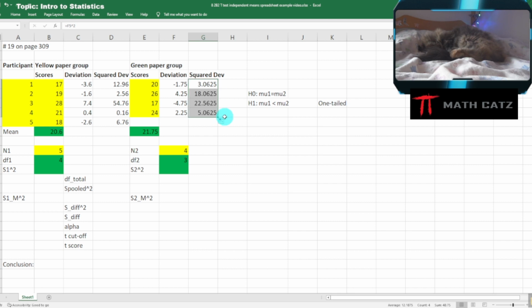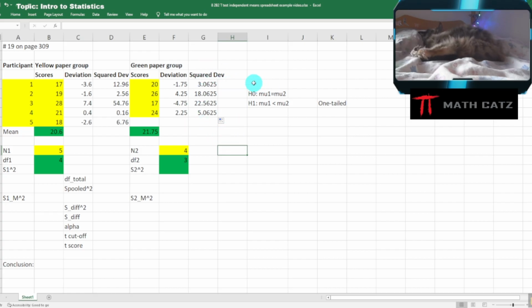Copy those down. And of course, perhaps you feel like I'm going too fast at certain places. Of course, you can just slow down the video, scroll back and forth. You have those options available to you. So feel free to use them. So now I have the squared deviations.